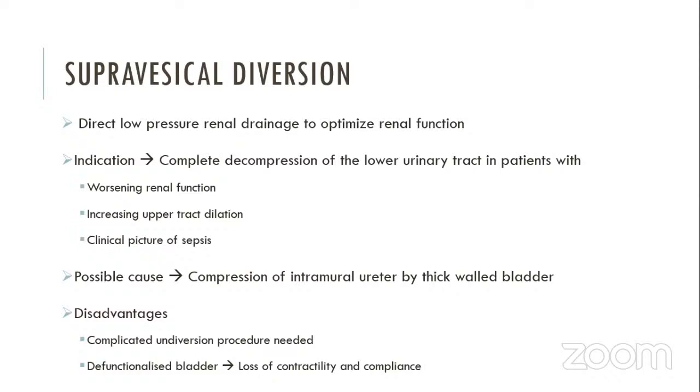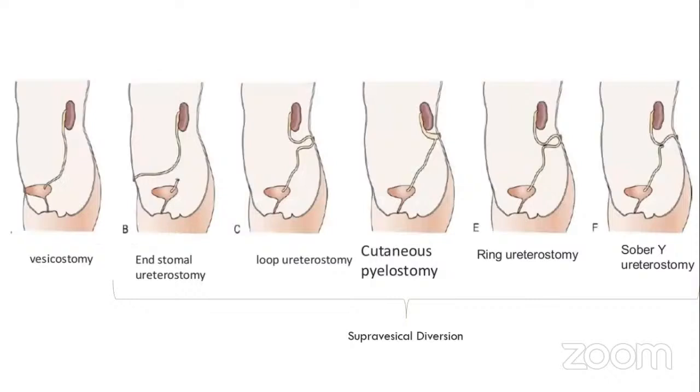The possible cause is compression of the intramural ureter by a thickened bladder wall. The disadvantage is that reversion is very cumbersome. So this is colostomy, and among the types of supravesical diversion is the end ureterostomy.